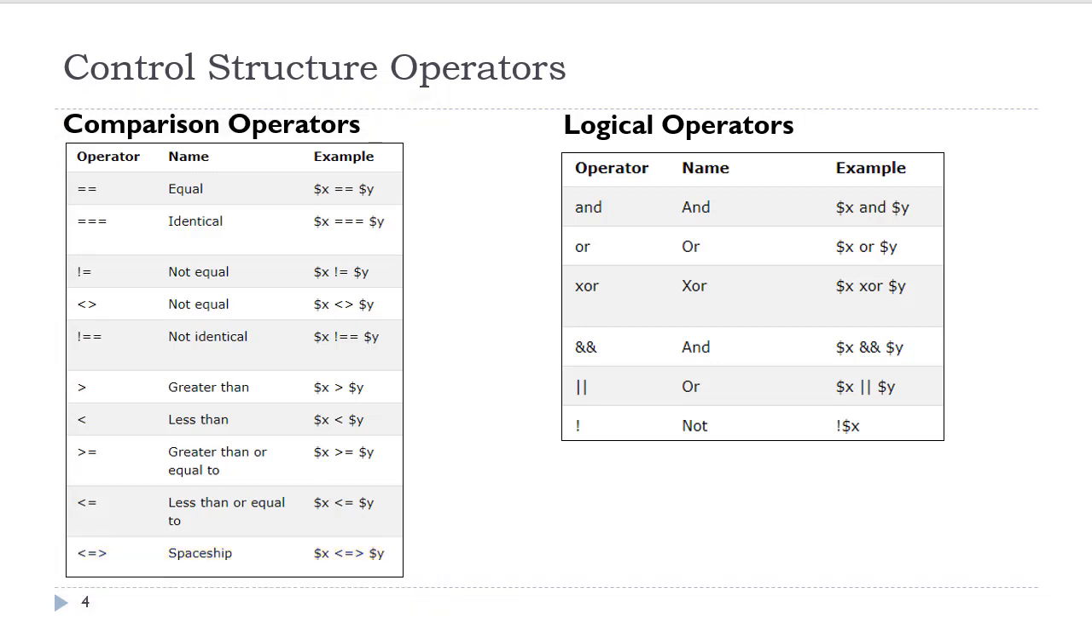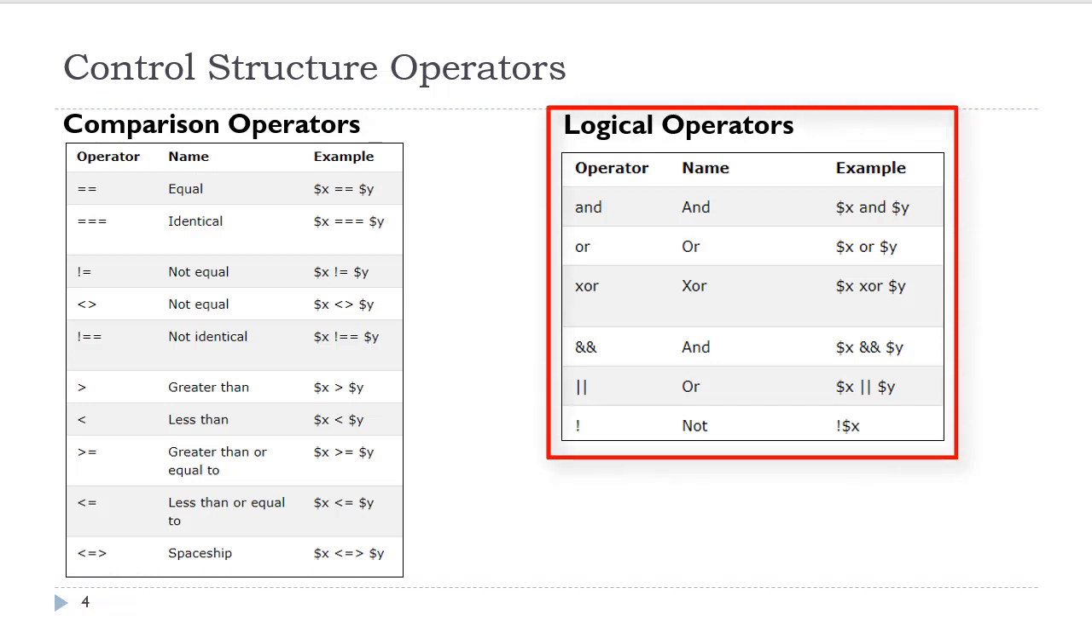Comparison operators can be used with logical operators. The common logical operators are AND, meaning both variable values, OR, meaning one or the other variable values, XOR, which also means one or the other, but not both. We also can use the double ampersand for AND, the double pipe symbol, which is located on top of the enter key, for the OR, and we also have the exclamation point for the not logical operator.